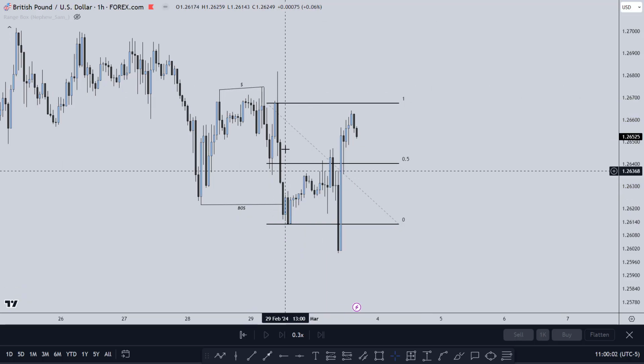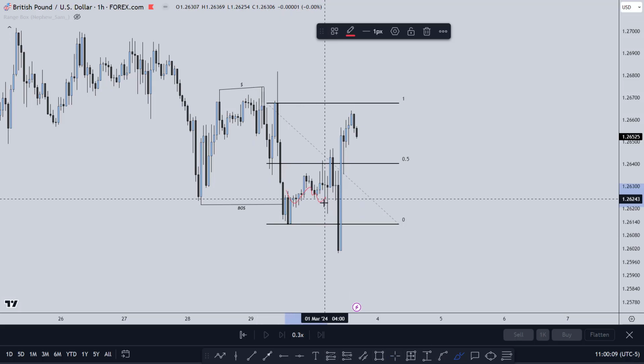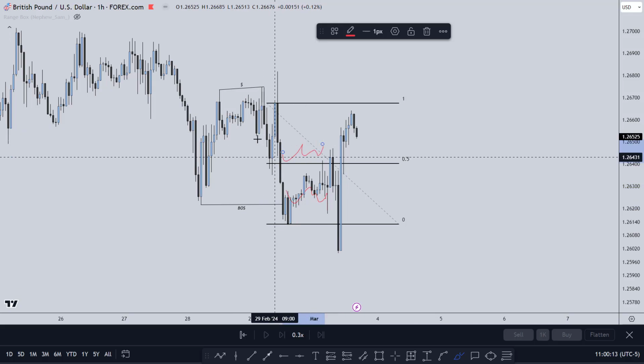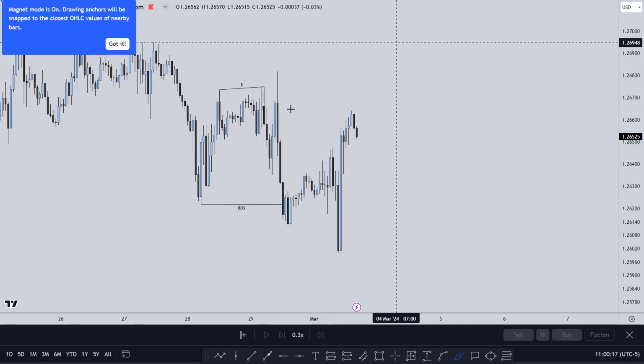So first we have to wait for price to come into a premium zone before we sell, right? Because we can't sell in a discount zone. We can't sell down here. So we have to wait for price to come in here, right? So we have to look for a point of interest in our premium zone. So let me remove all of this.